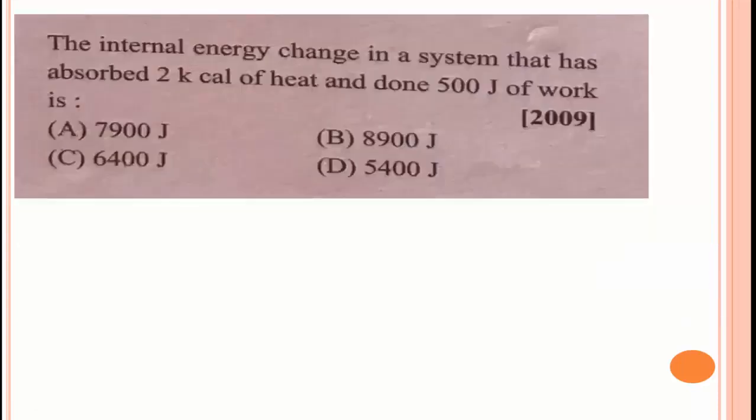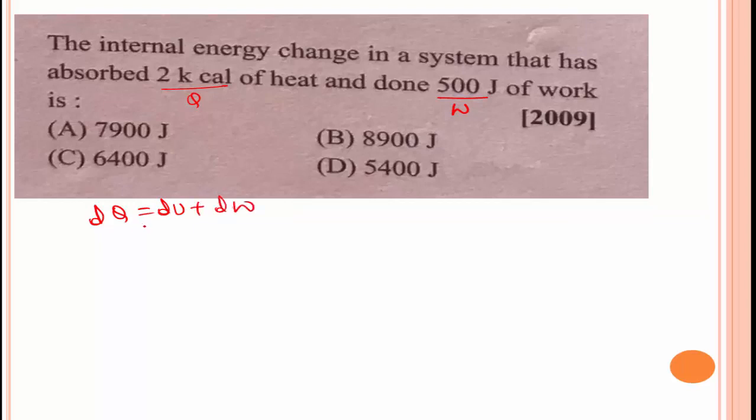The next problem is the internal energy. The internal energy change in a system that has absorbed 2 kilocalorie of heat, this is Q, and done 500 joule of work, that is W. From the first law of thermodynamics, we know the formula: the amount of heat supplied to the system, dQ, is equal to dU plus dW.